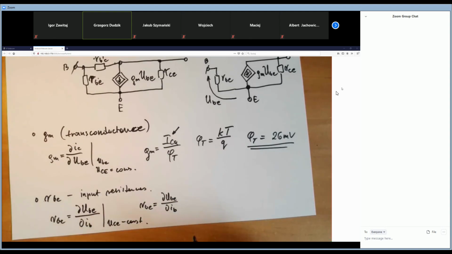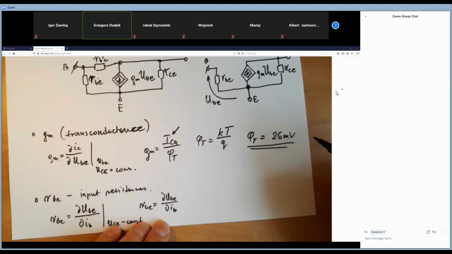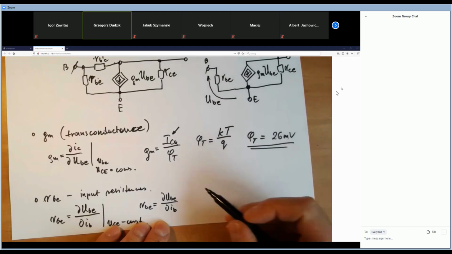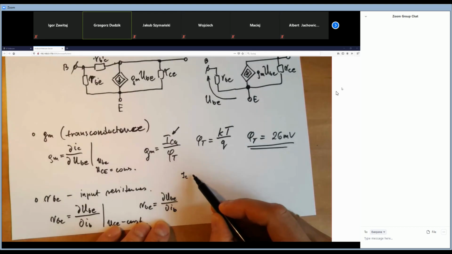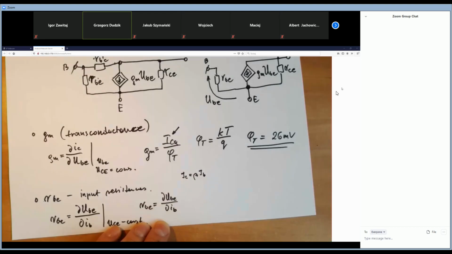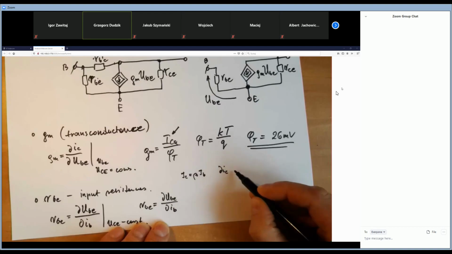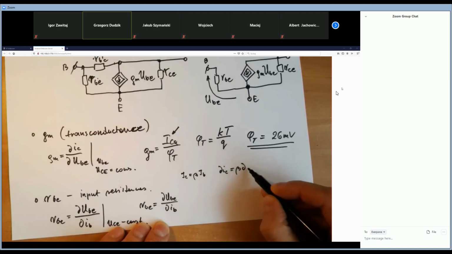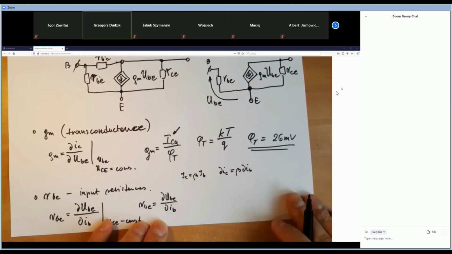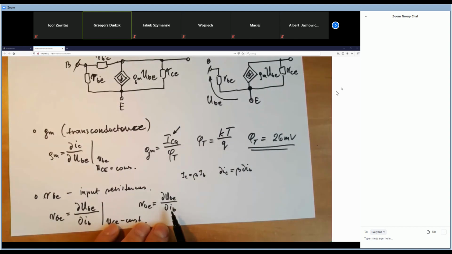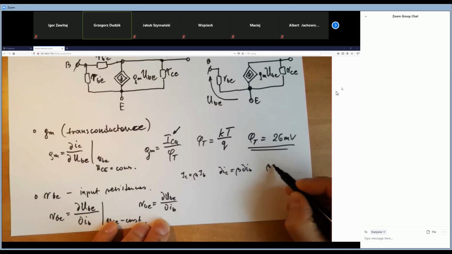However, we know that the beta for a transistor is given by that formula. IC is beta times IB. So for the changes, I can write it in that form: the change of the current IC is beta times the change of the current IB. All right. So beta is the change of IC over the change of IB.